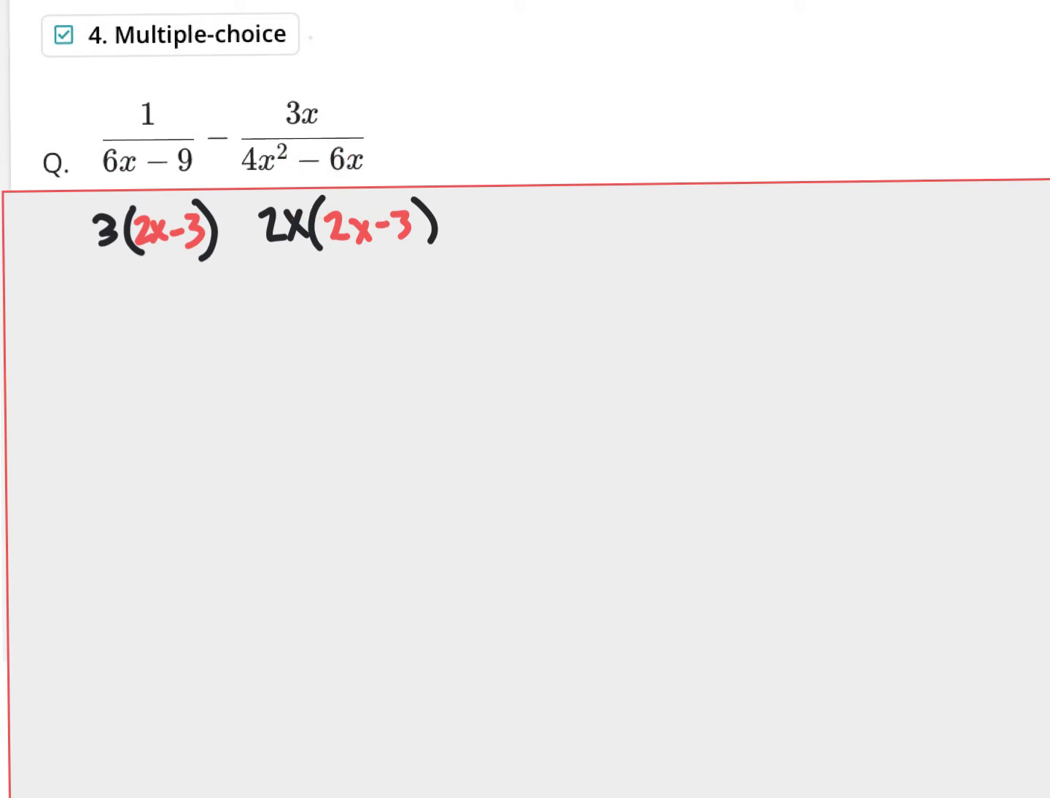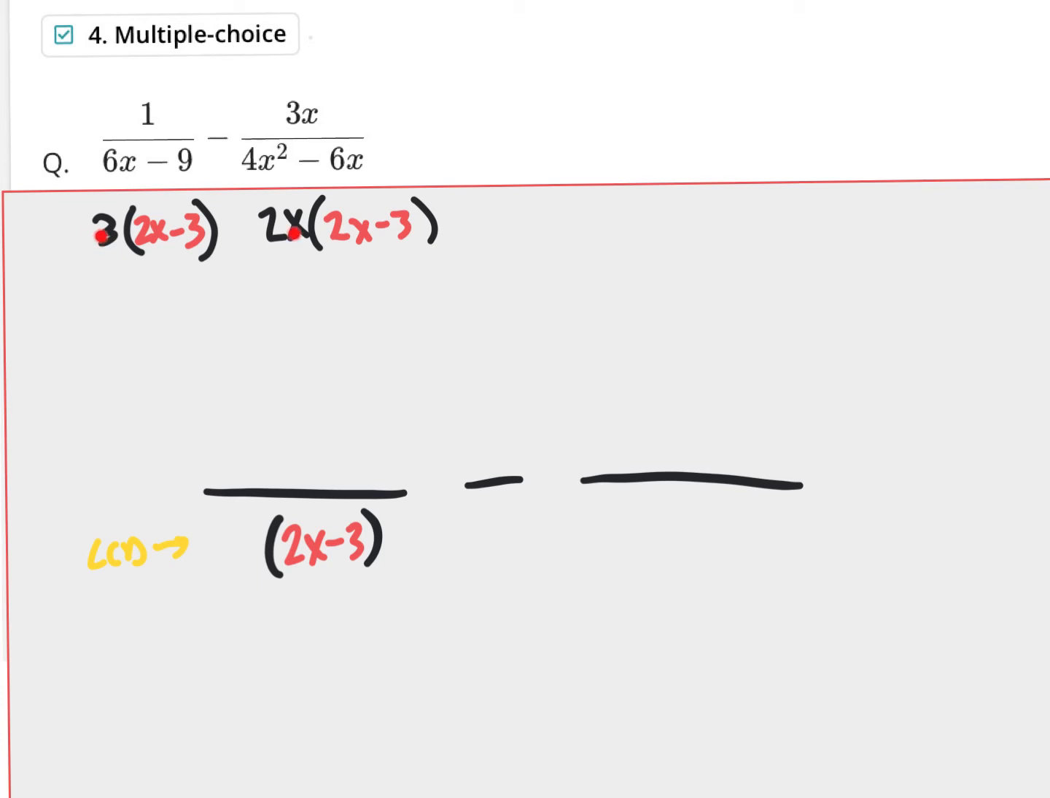So for my LCD, see, my problem is a subtraction problem of two fractions. I have one fraction, take away another fraction. But down here, I want my LCD. Right? I want my LCD in the denominators. Okay? That way I could actually subtract them. So how do I get my LCD? Well, I take whatever repeats and I write it down one time. So the 2x minus 3 that repeats, I write it down one time. And what about everything else? I bring down everything else.